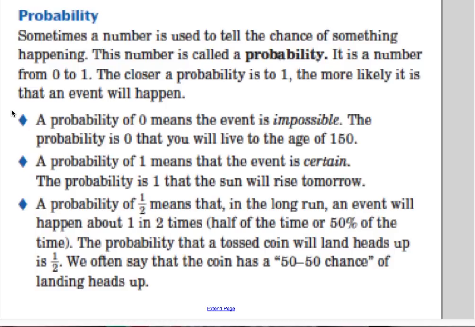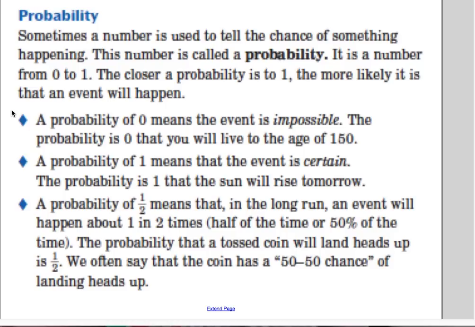Sometimes a number is used to tell the chance of something happening. This number is called a probability. It is a number from 0 to 1. Now, that number between 0 and 1 might be expressed as a fraction, or it might be expressed as a percent. It could even be expressed as a decimal. The closer a probability is to 1, the more likely it is that an event will happen. A probability of 0 means the event is impossible.